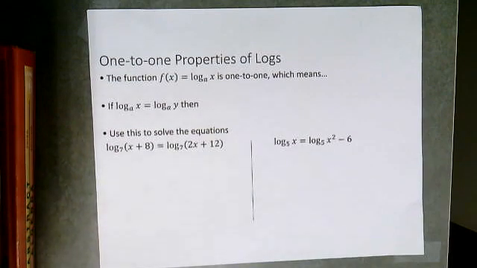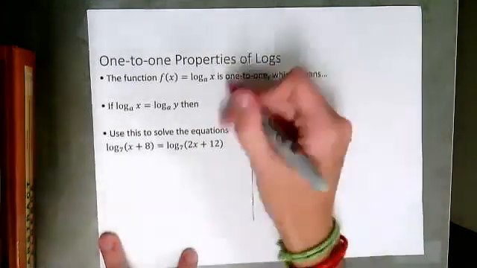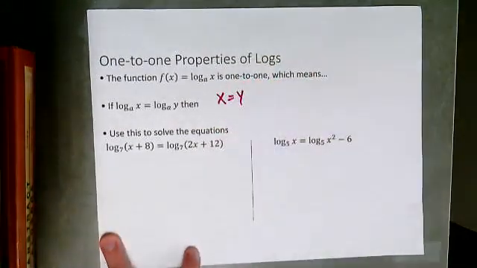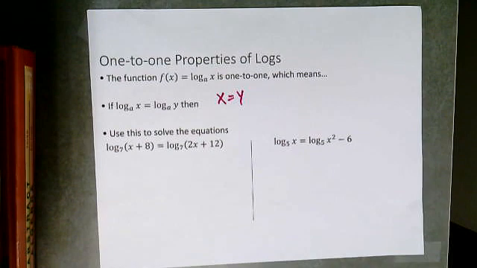So the function f of x is equal to log base a of x is 1-to-1, which means some things. If log base a of x is equal to log base a of y, then x is equal to y. Right? If you have log base something, in this case a, it's self-explanatory.